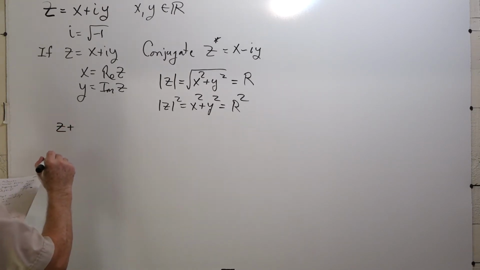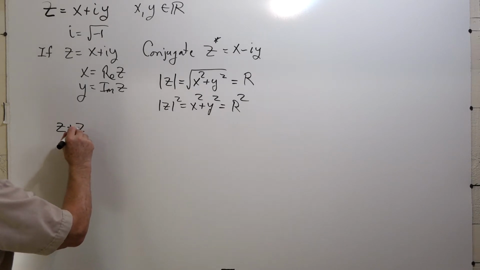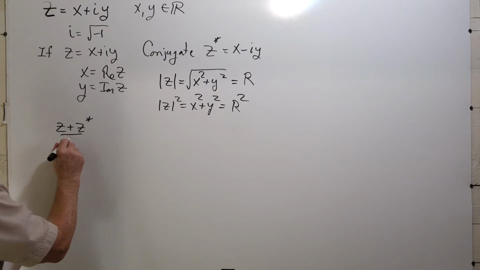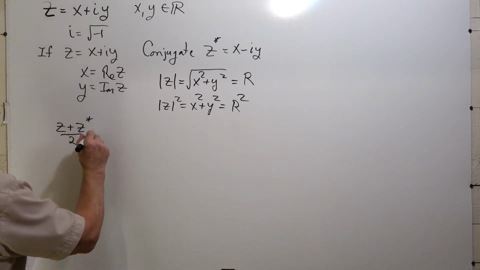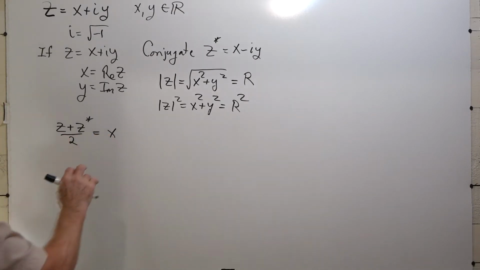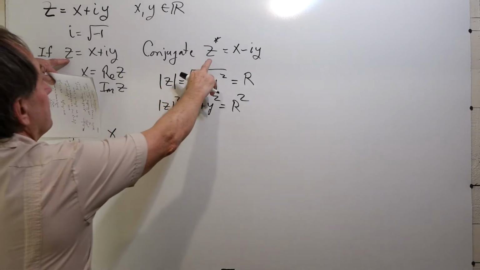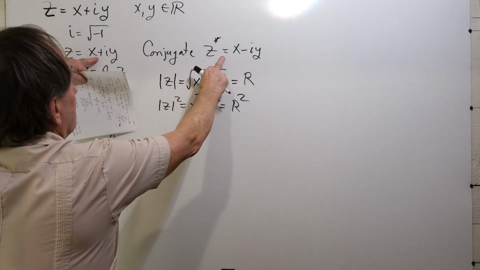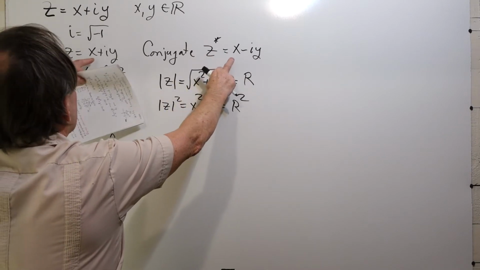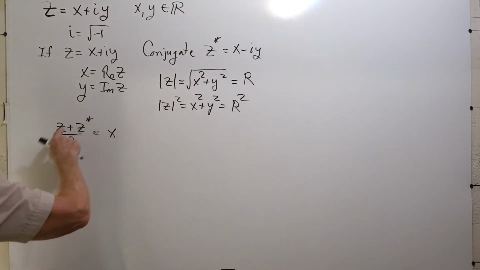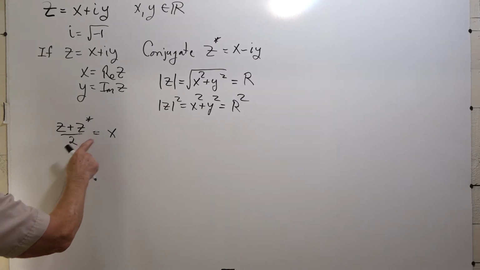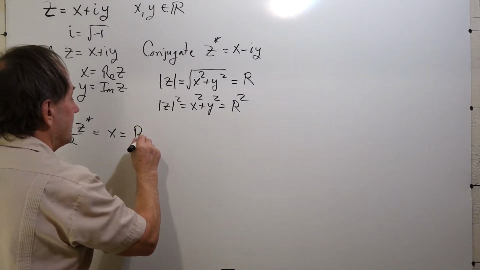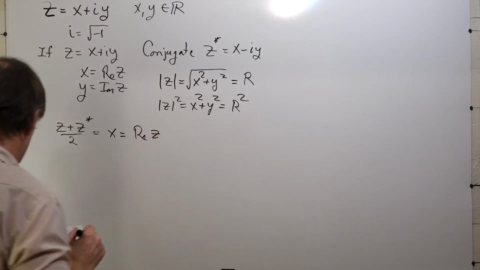Now, a property of complex arithmetic is, if I take a complex number z and add to it its conjugate, divide by 2, this is equal to x. We can see that. If I add these two, the i's cancel and I end up with 2x. z plus z conjugate is 2x. So z plus z conjugate divided by 2 is just equal to x, which is the real part of z.